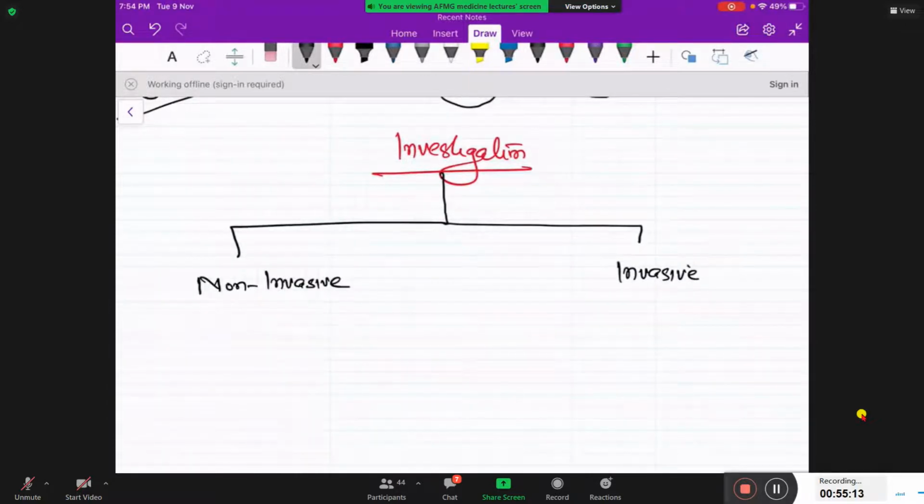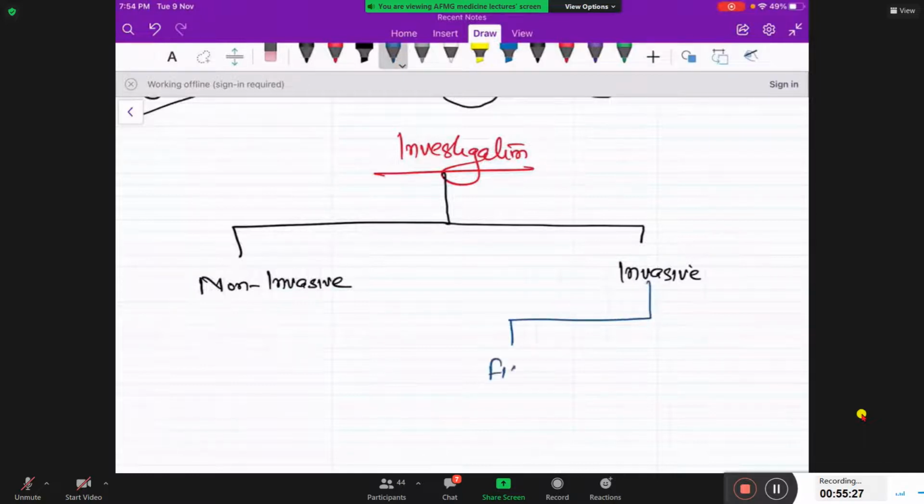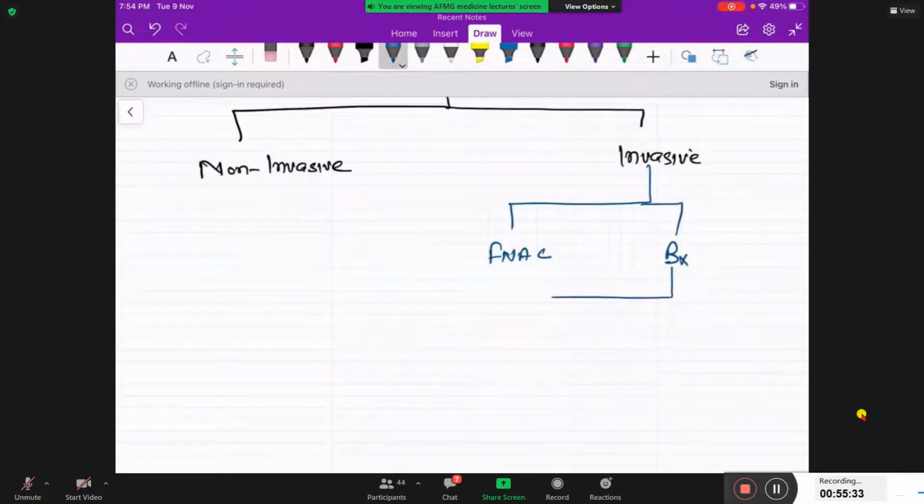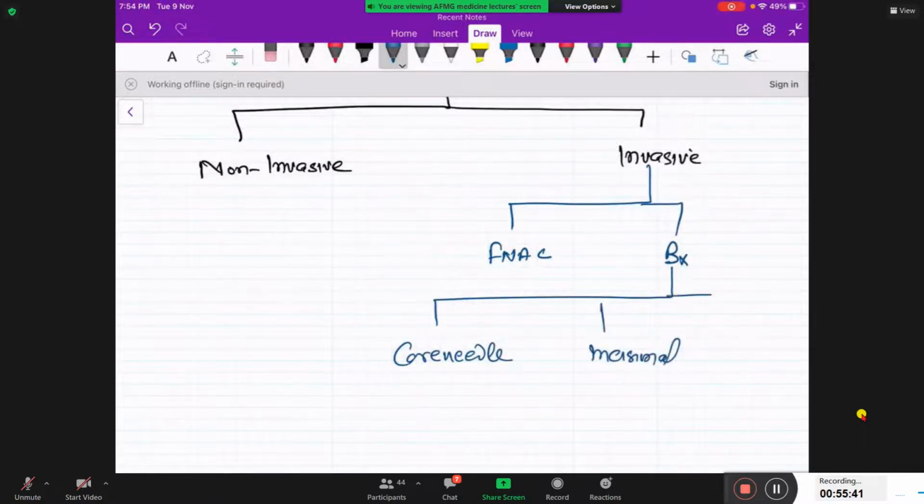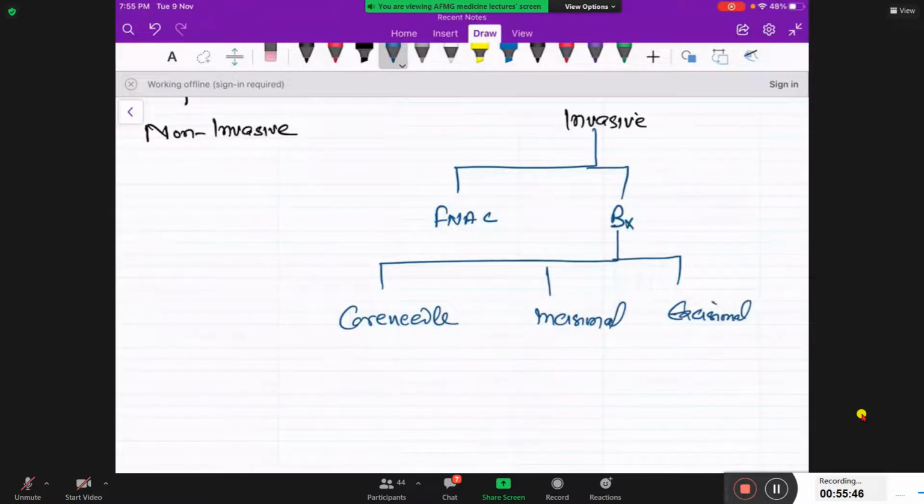Like the way it was in breast, invasive investigations are further divided into FNAC and biopsy. And like the way it was in breast, biopsy is further divided into core needle, incisional, and excisional. Right? Right? Right? Wrong.